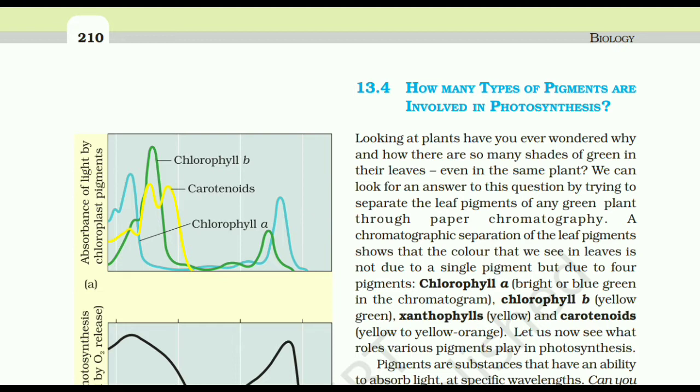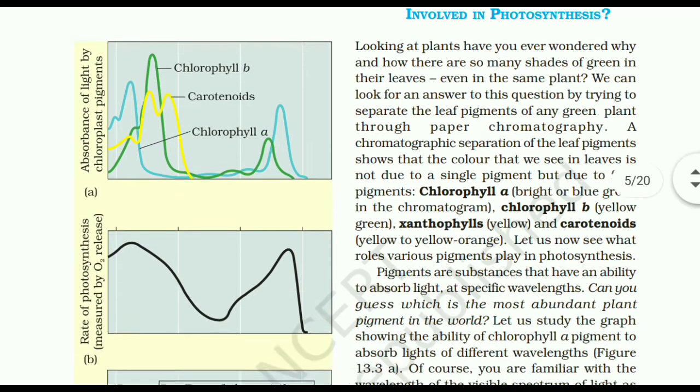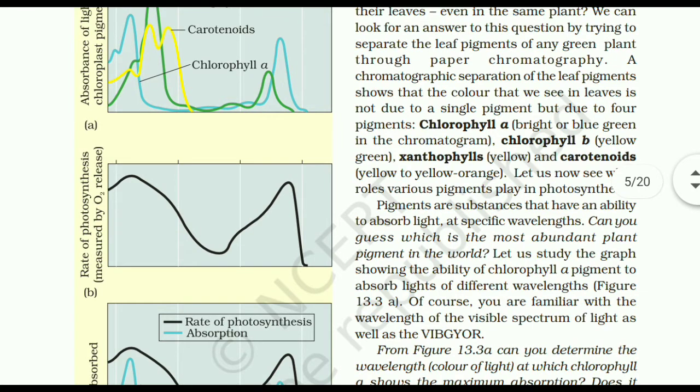Chlorophyll A, which is bright or blue-green in the chromatogram, chlorophyll B, which is yellow or green, xanthophylls, which is yellow, and carotenoids, which are yellow to yellow-orange in color. Let us now see what roles various pigments play in photosynthesis. Pigments are substances that have an ability to absorb light at specific wavelengths.